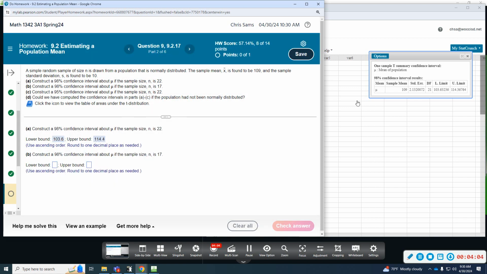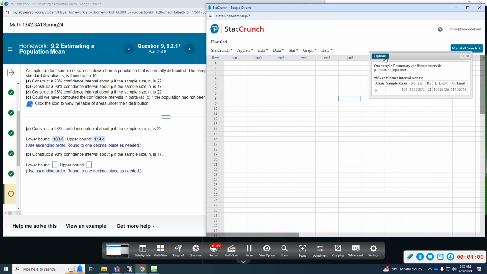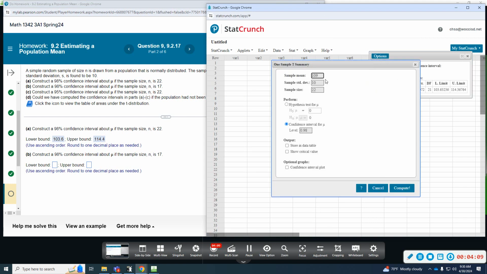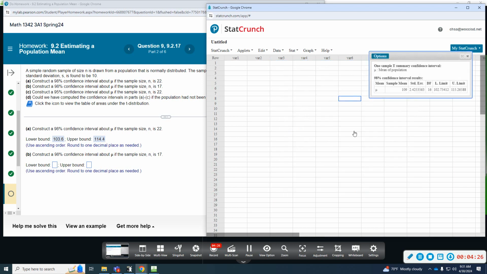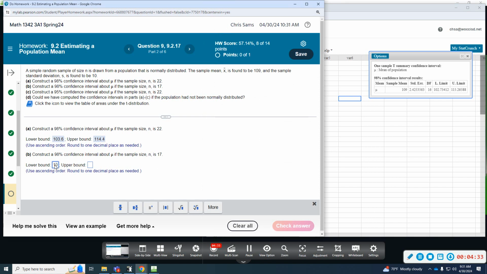Alright, so now when we do that one, I'm going to go to options and I'm just going to edit. That allows me to keep the same information, which is what I want, and I just want to change the sample size to 17. So sample size is now 17, still 98% level of confidence. And we get 102.7 and 115.3 when rounded.